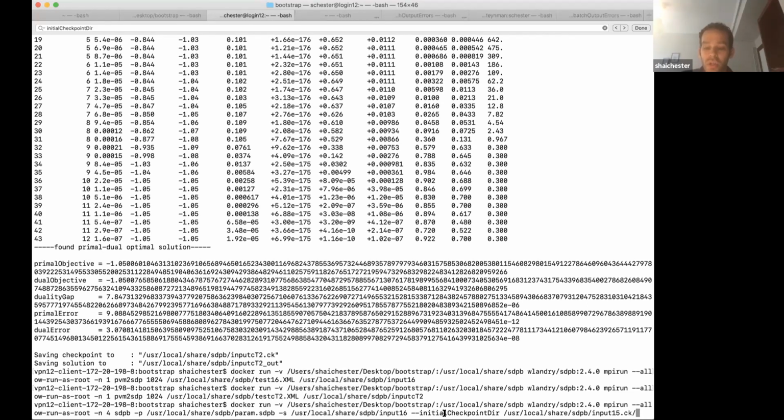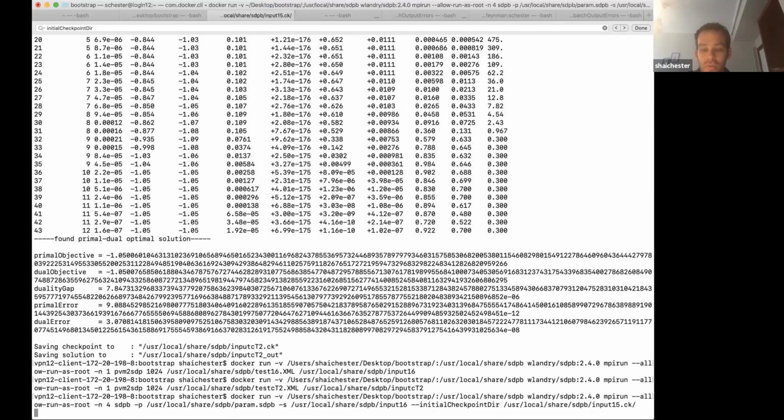So what we're doing with this initial checkpoint directory is loading in the value of Y from the previous run. When you ran SDPB last time, in the folder where you were running it, there's an output folder with the same name as what you ran. Because we ran input 15, the output folder was called input15.ck, which stands for checkpoint. This is just generated in that folder, and that is the checkpoint directory, the thing we're using to hot start. The actual value we're looking at is input 16, which is the value 1.6.